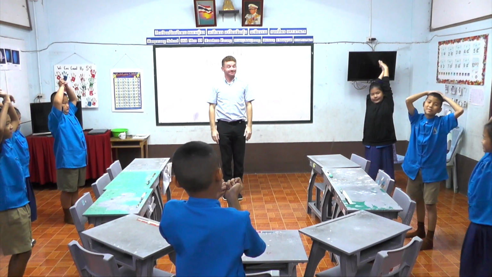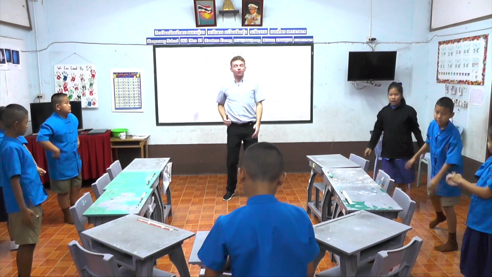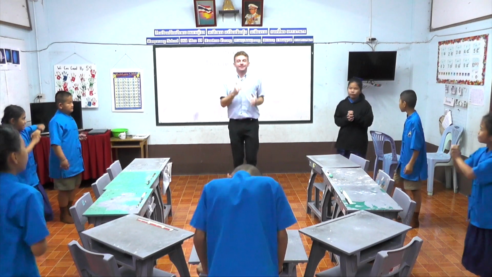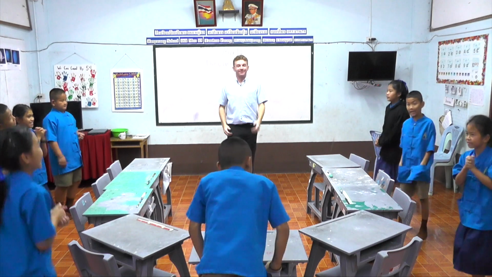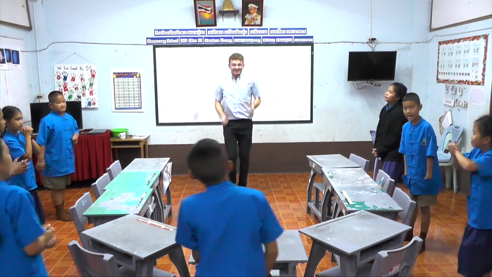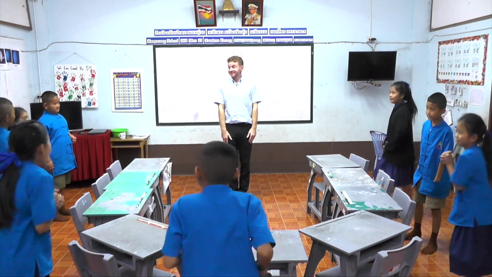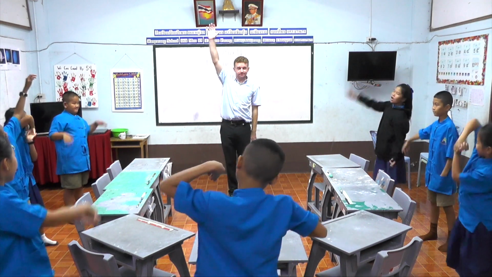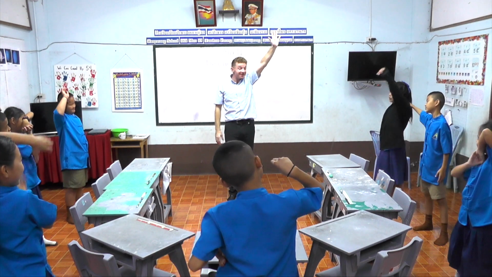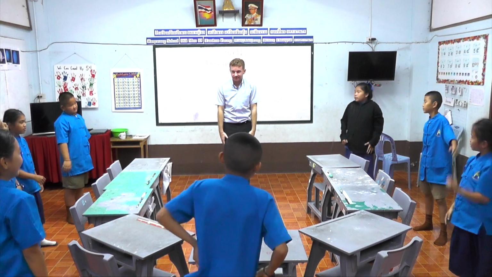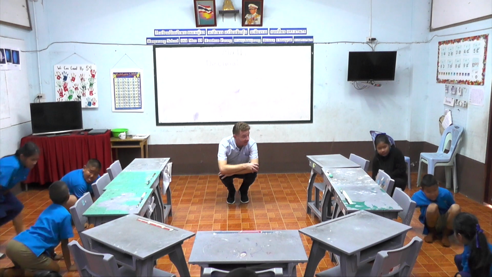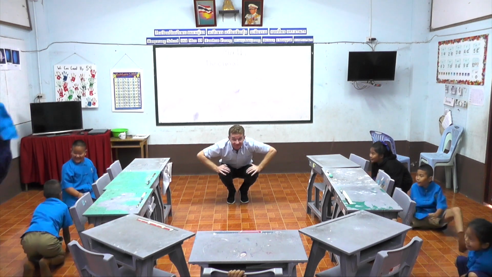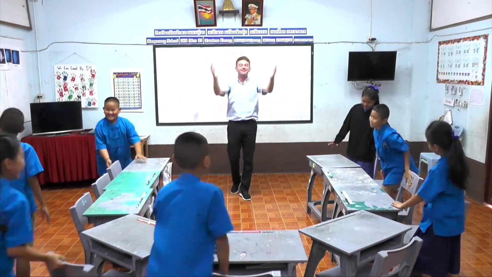Arms down. Teacher says, arms by your sides. Jogging on the spot. Teacher says, jogging on the spot. Stop. So we're jogging on the spot. Teacher says, quickly. Stop. Teacher says, stop. And teacher says, one arm up, one arm down. Teacher says, arms down. Teacher says, into a ball. Five, four, three, two, one, jump. Teacher says, jump.